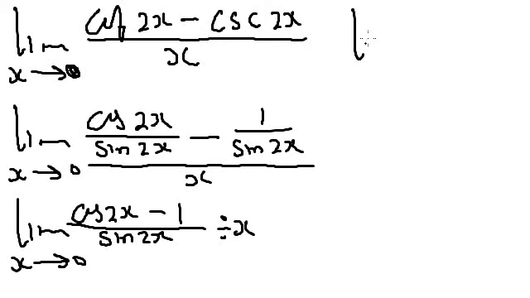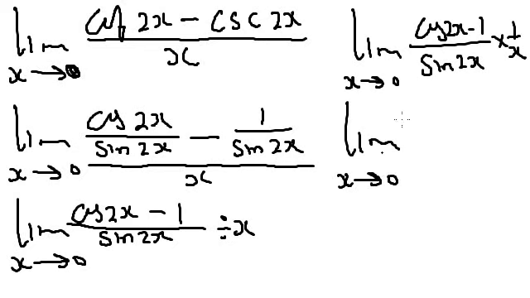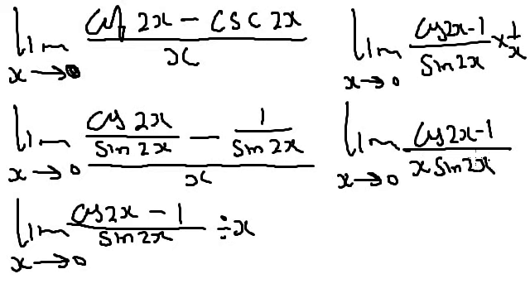So simplifying forward, the limit as x approaches 0 of (cos 2x minus 1) divided by sin 2x. Okay, let's just multiply by 1 by x. I've used the concept of keep, change and flip. I keep this one and flip x over 1, which becomes 1 by x. Simplifying forward, we have the limit as x approaches 0 of (cos 2x minus 1) all divided by x sin 2x.